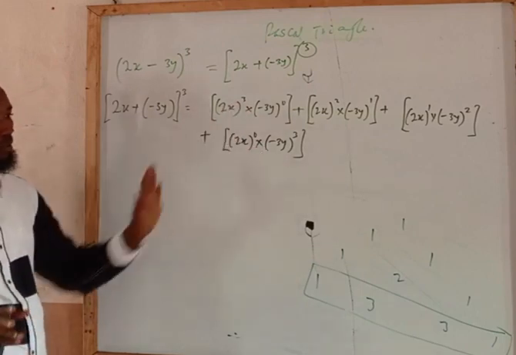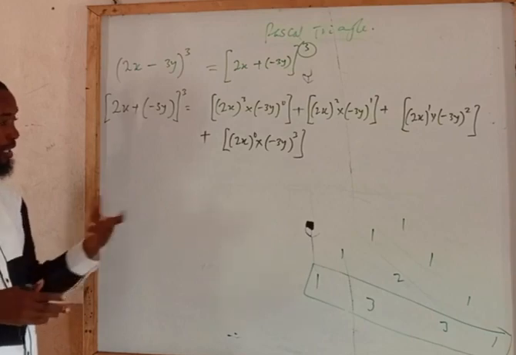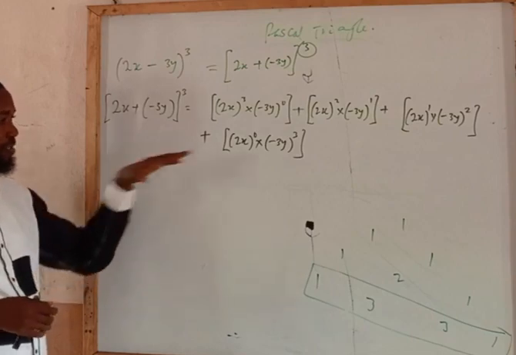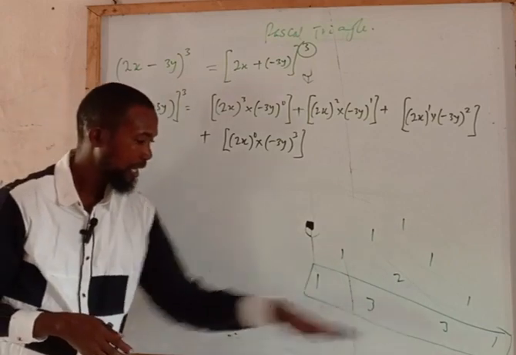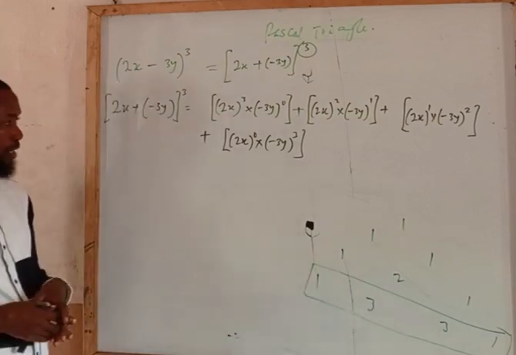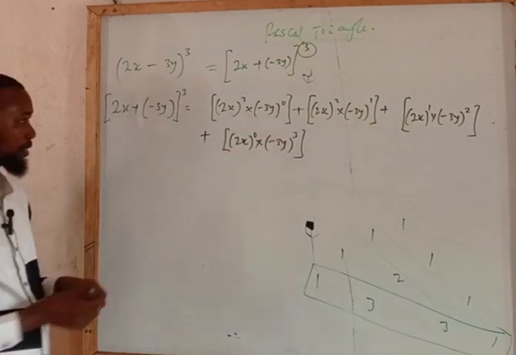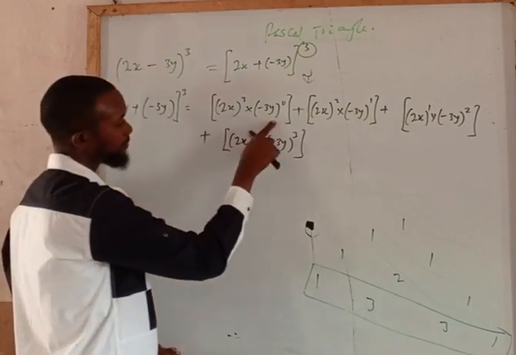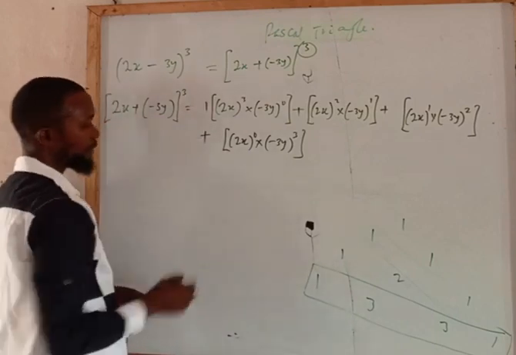So that shows we are done with the expansion. Now, having done with this expansion, the next thing is to simplify. But before we simplify, let's pick our values from Pascal's triangle and fill them in the appropriate places. This is the first term of our expansion. It goes with this first number, so 1 will be here.